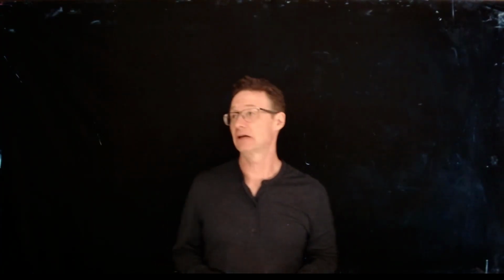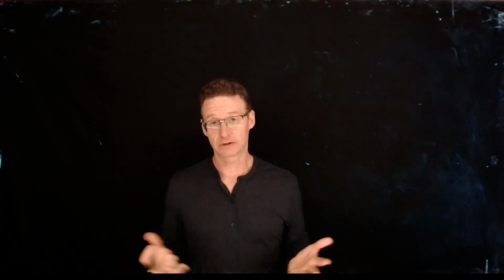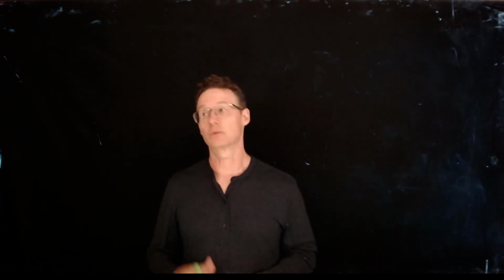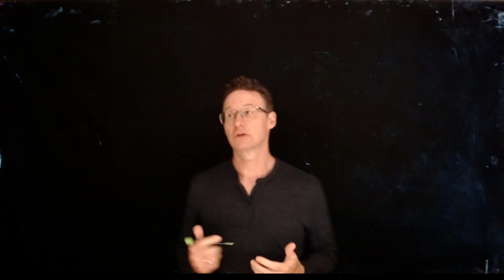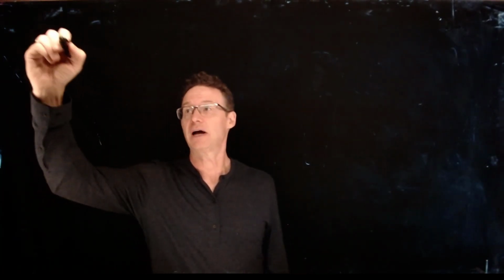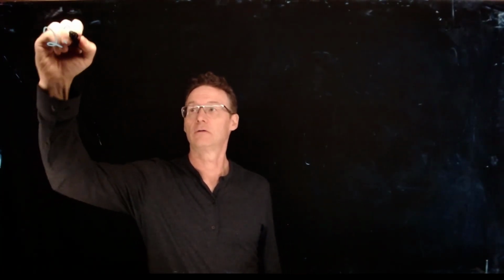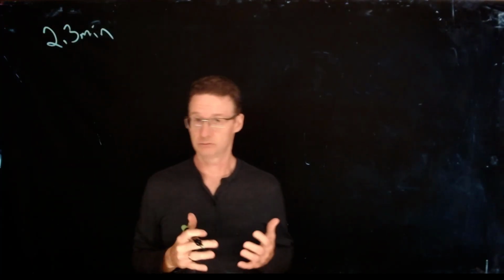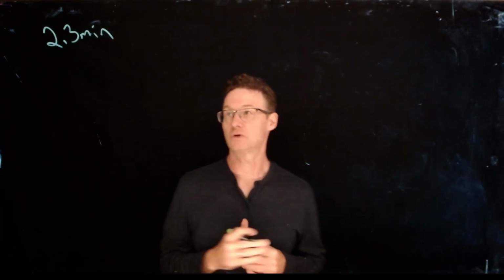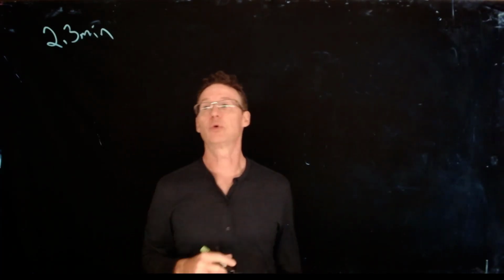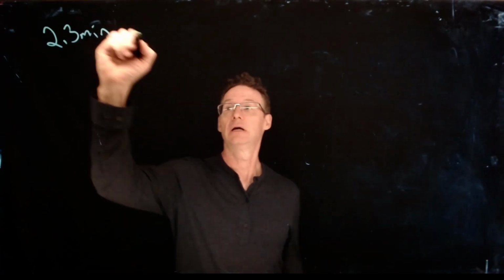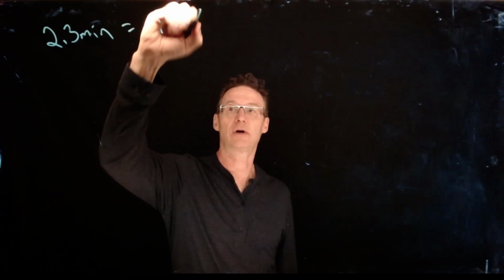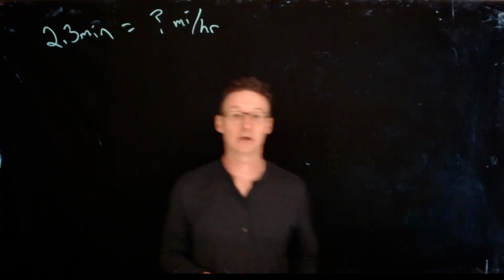All right, so let's take a look at a problem that involves a few different things. It's a little more complicated. We're going to throw in some squared units. We're going to throw in multiple steps. So let's take a look at if we have an object that is falling for 2.3 minutes. Let's assume it starts from zero, no velocity, and it falls for 2.3 minutes under the force of gravity. How fast is it traveling in miles per hour after 2.3 minutes?